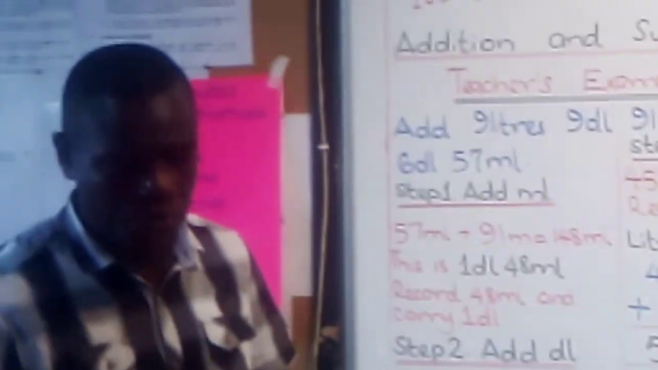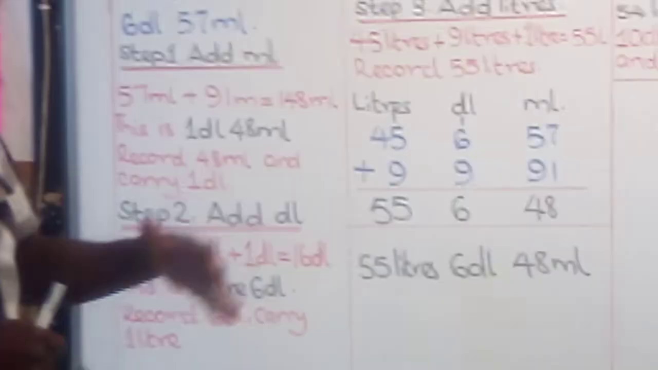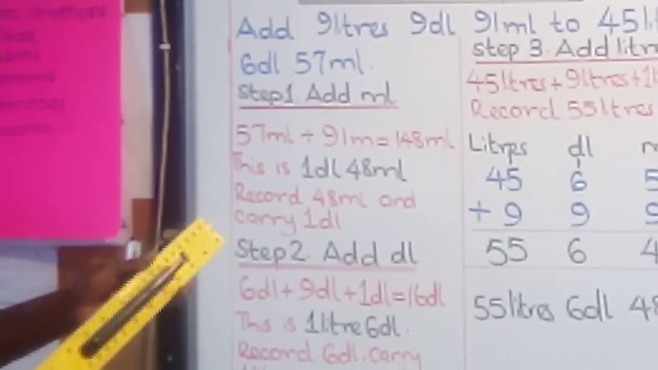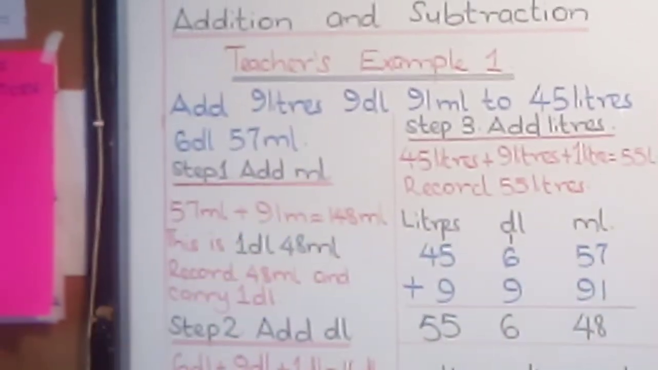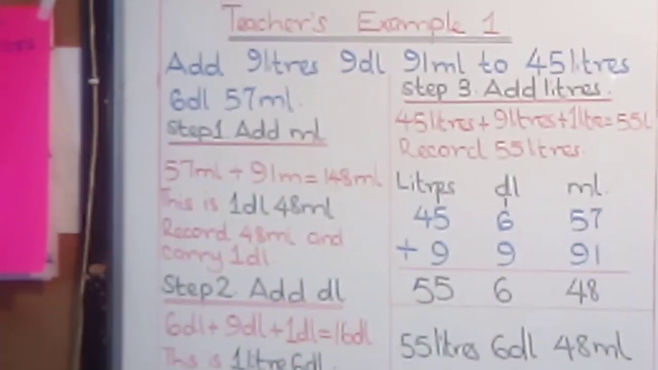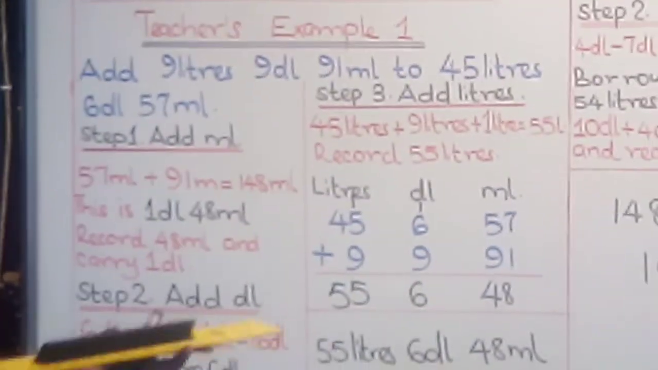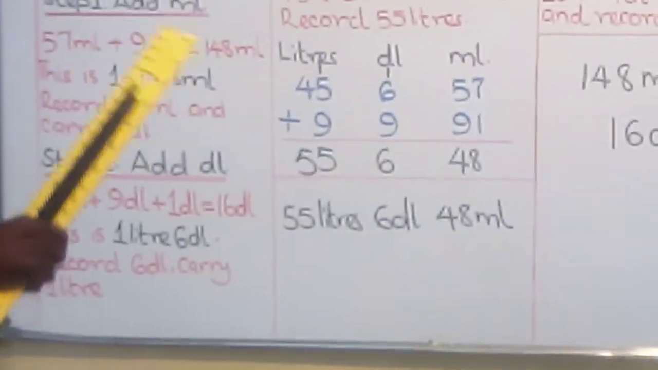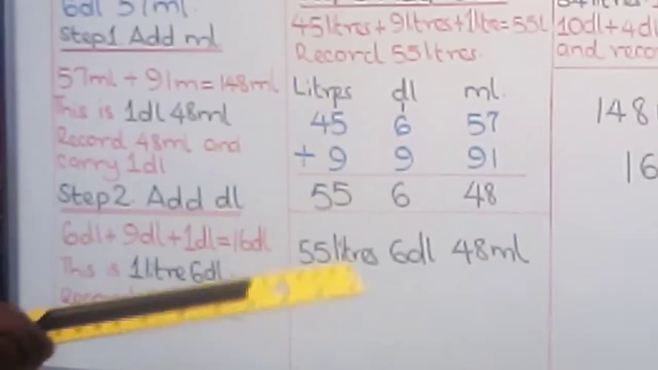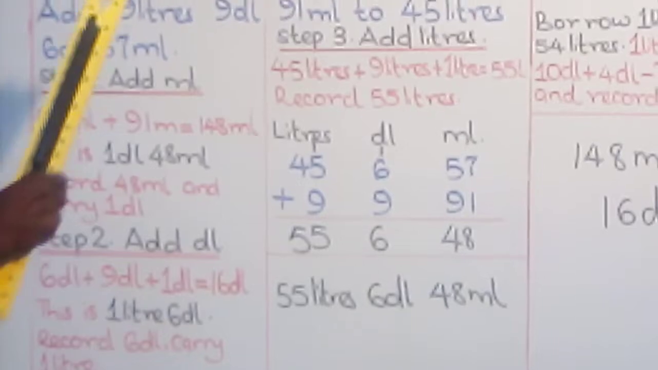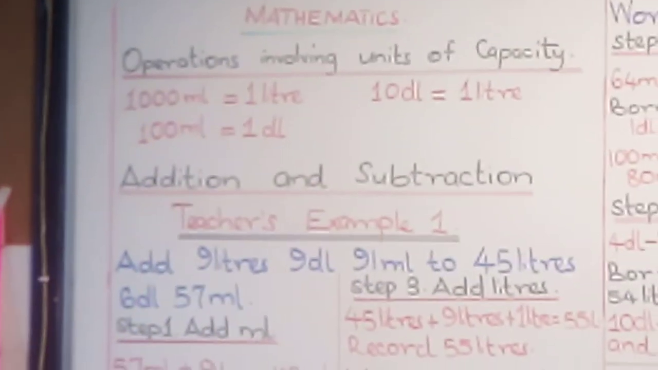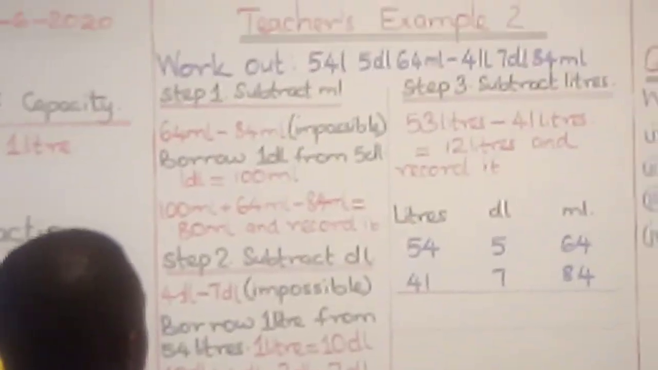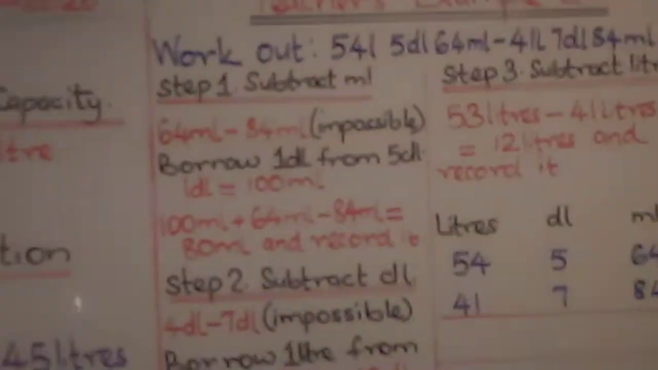I hope you have understood after following the steps involved. Remember, there are 3 steps, and you carry them one after the other. Step 1, you add the milliliters. Step 2, add the deciliters. Step 3, you add the liters. And then you come up with a final answer. Remember, as you carry, you must convert using the conversion table over here. Did you understand, boys and girls? Very well.